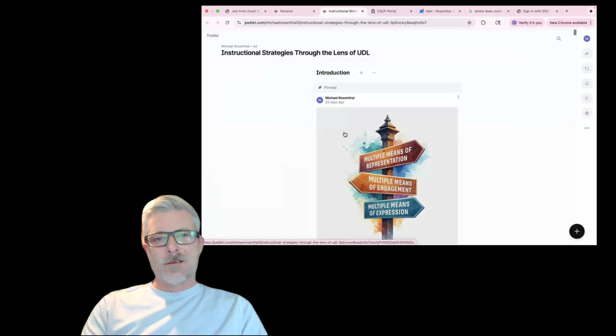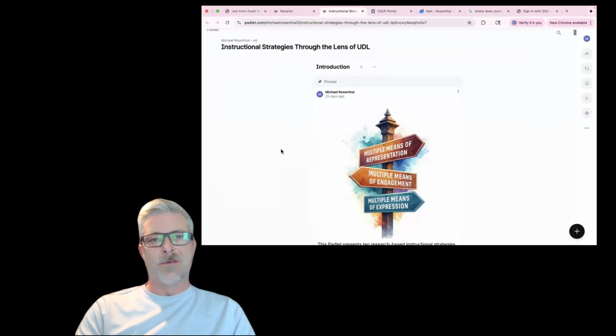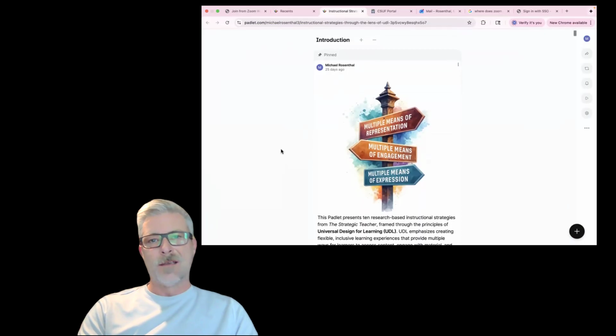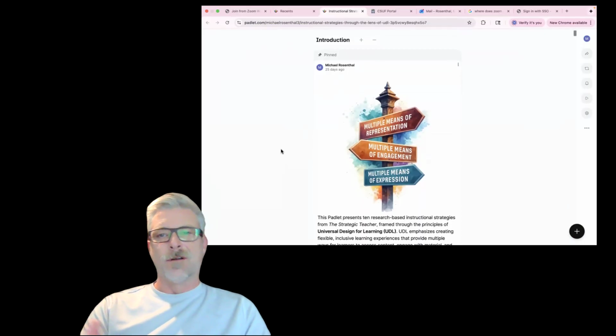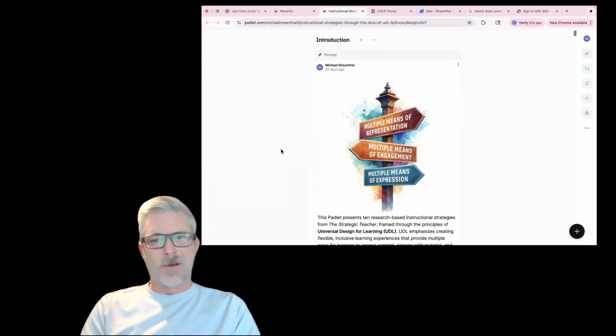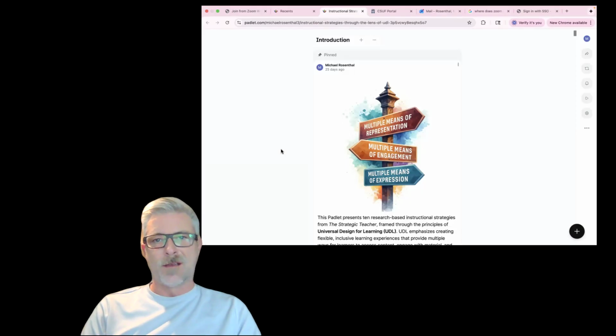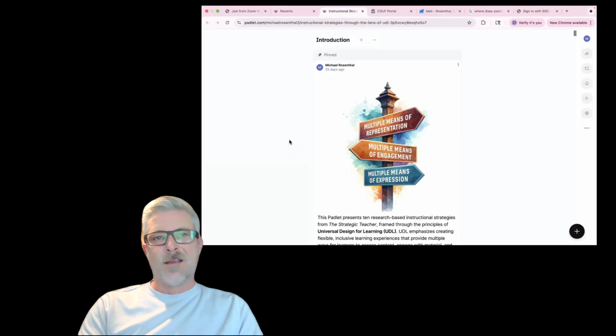So the first thing that I did here was in the introduction, I wanted to put a strong visual that represents a metaphor for the whole principle of universal design for learning. And so I included a signpost here that represents different ways that students can go, different directions that they can take on their path to learning. So that's the first thing that I did.